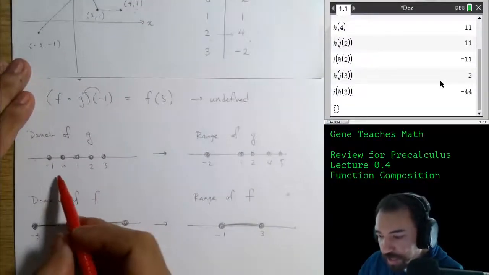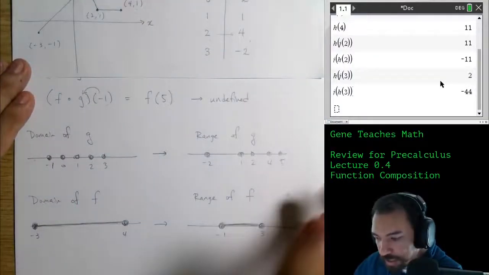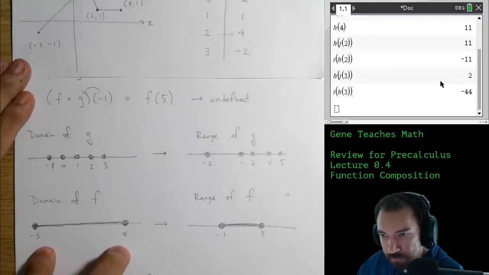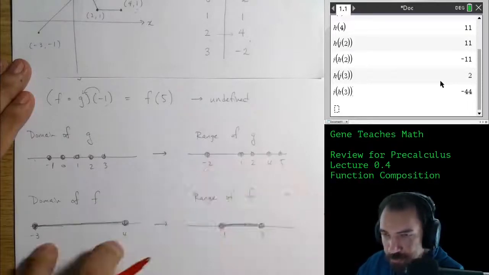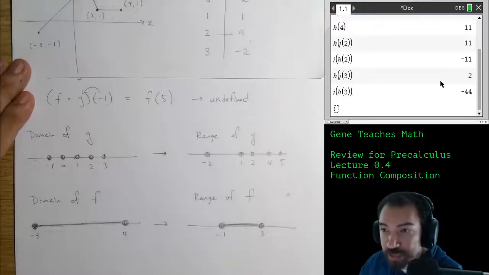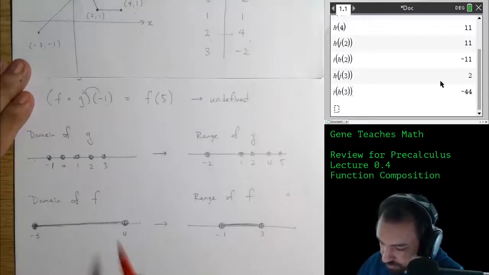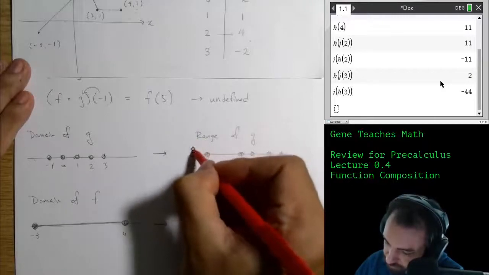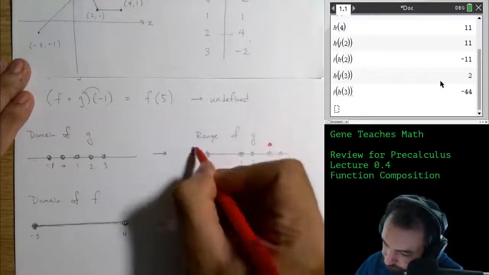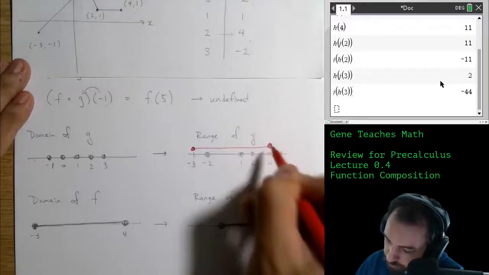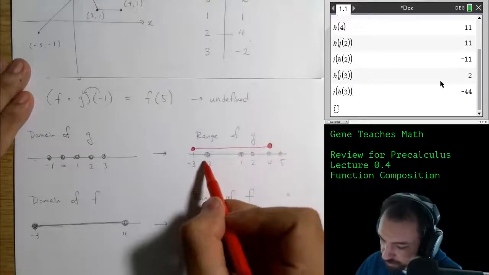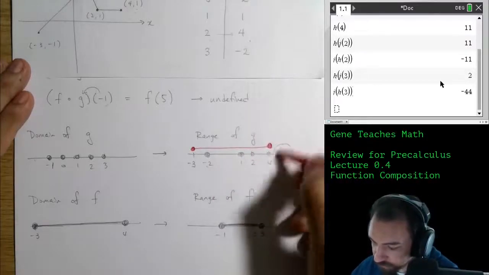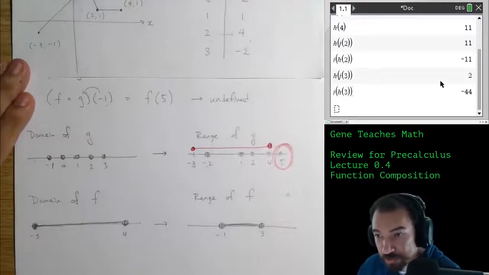But then, after I get the outputs, those have to end up in the domain of f. So I have to sort of superimpose these and take the intersection. So I'm going to go ahead and draw this on the range of g. So that's going to be an interval from -3 all the way to 4. So the intersection of these is going to be the common -2, 1, 2, and 4. But notice that 5 is not in the intersection.